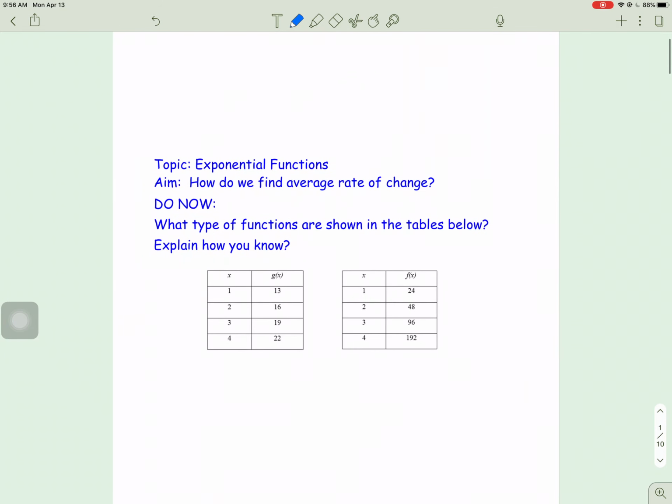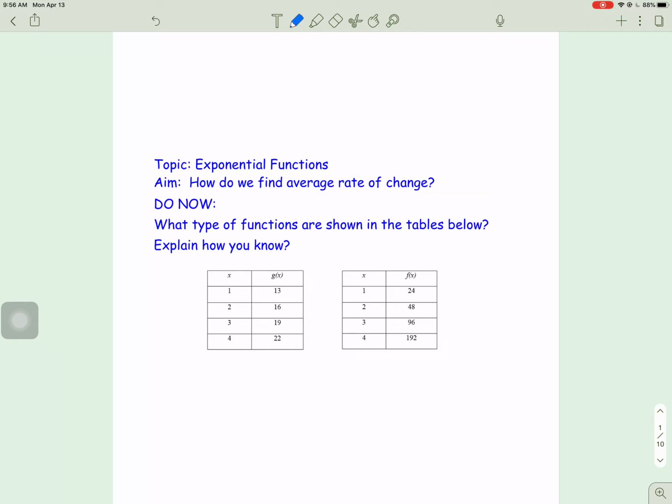Hello everyone, and today we're going to learn more about average rate of change. It's probably something you've heard about before. Average rate of change is another way we talk about something called slope. So we'll talk more about that in a second. But for now, let's take a look at these two different tables and try to figure out what type of functions are shown in the tables below.